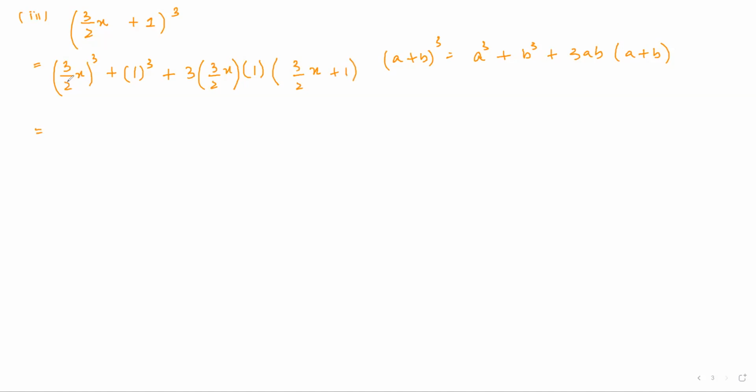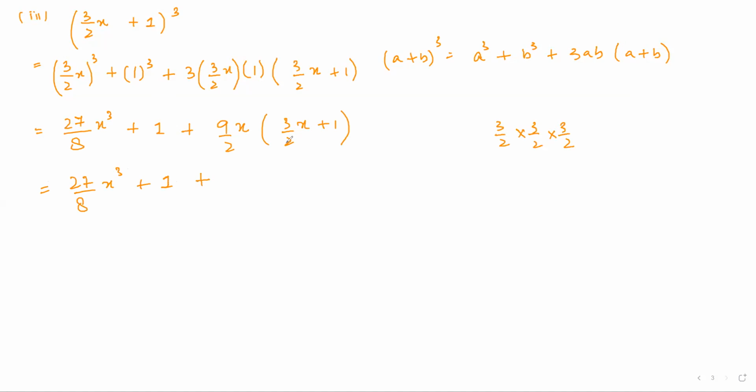So this becomes, now do it carefully or you can do it separately if you are confused, right? Do it like this. So 3 into 3, 9. 9 into 3 is 27, and then divided by 8 and x cube. 1 cube is 1, plus. Now 3 into 3 is 9 by 2 and x. And then again 3 by 2x plus 1.